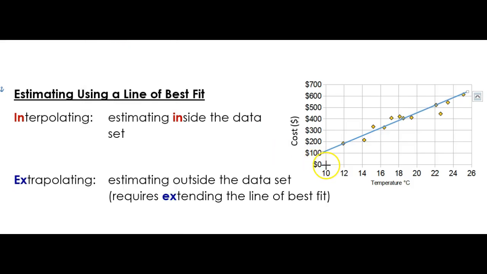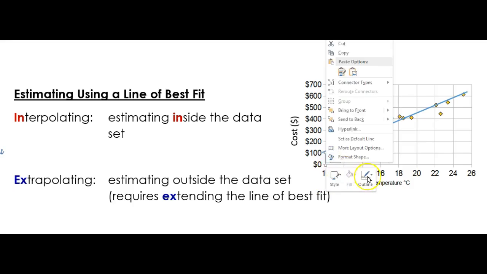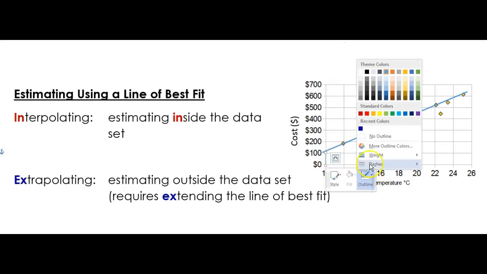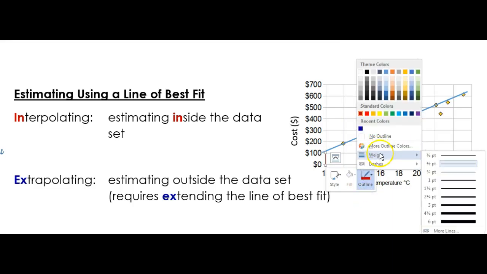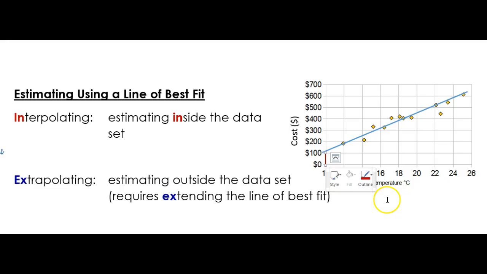So I'm going to start at 10 degrees. I'm going to just follow that up to my line. In this case, I really don't even need to do that because it's right on my axis, but just to keep things consistent, I'm going to make this a little heavier so we can see it. So when I look at this, I can see that my line goes up to just a little bit over $100. So I would guesstimate that point right there is probably around $110 US.